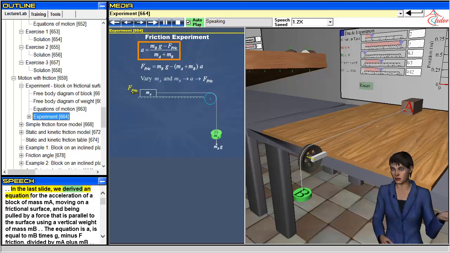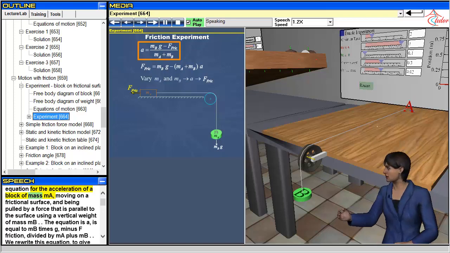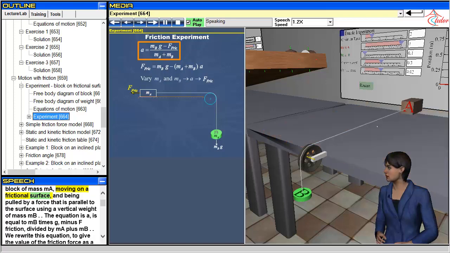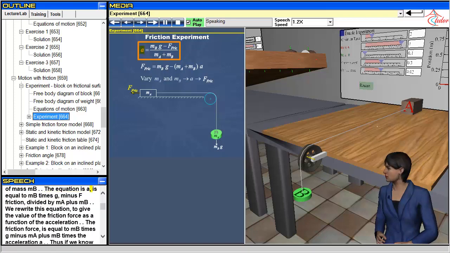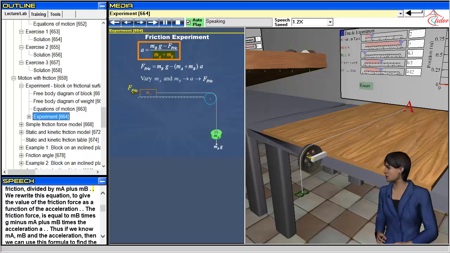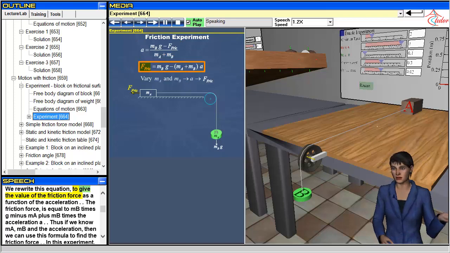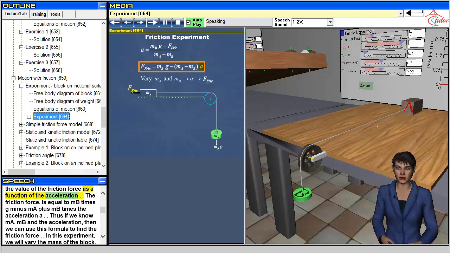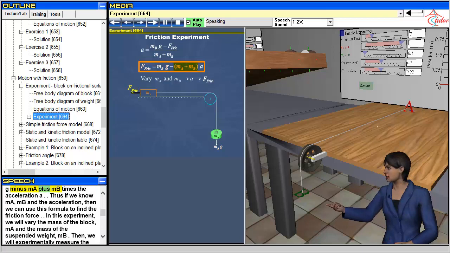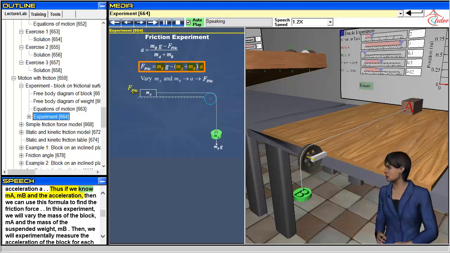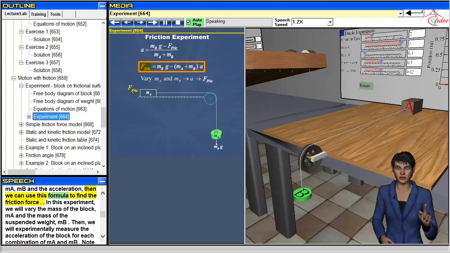In the last slide, we derived an equation for the acceleration of a block of mass ma moving on a frictional surface and being pulled by a force that is parallel to the surface using a vertical weight of mass mb. The equation is A is equal to mb times g minus F friction divided by Ma plus mb. We rewrite this equation to give the value of the friction force as a function of the acceleration. The friction force is equal to mb times g minus Ma plus mb times the acceleration A.